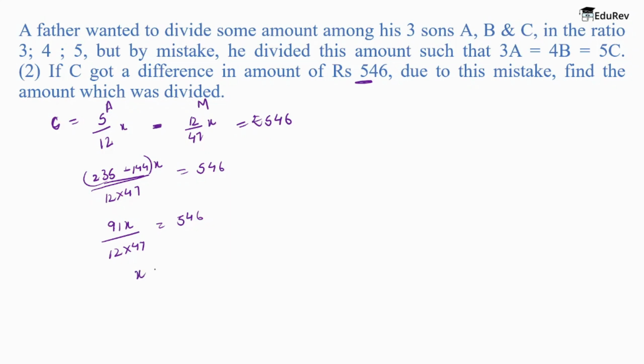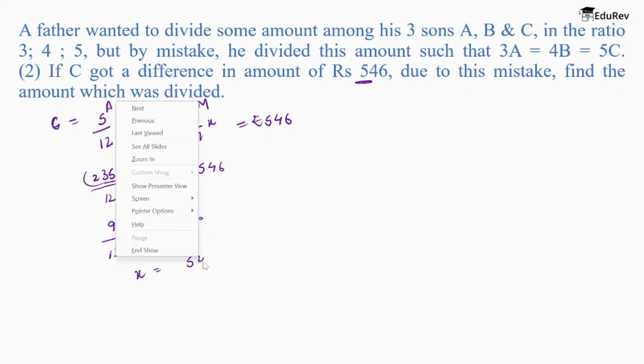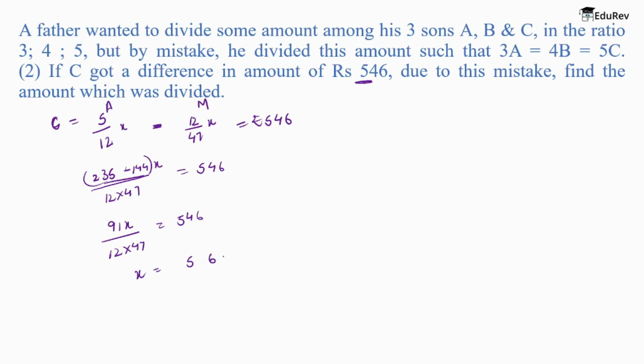Right. Now X is equal to 546 into 12 into 47 divided by 91. You can simplify this 91 and this becomes 6. So 6 into 12 into 47. The value of X comes to be 3384. Right.